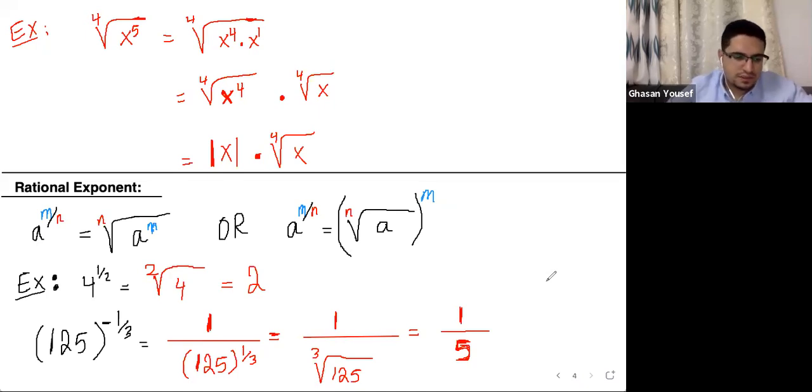Second part of this question: for rational exponents, we also have to know how to simplify. So this is clear here. Any question for these two examples? So here, example 1, here, example 2.